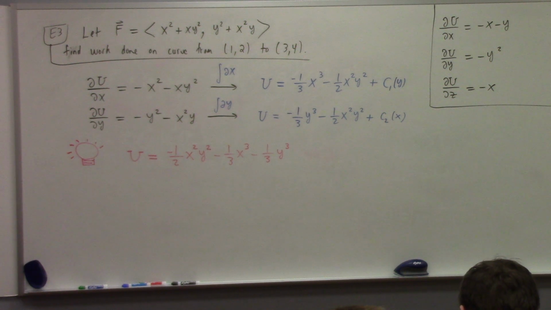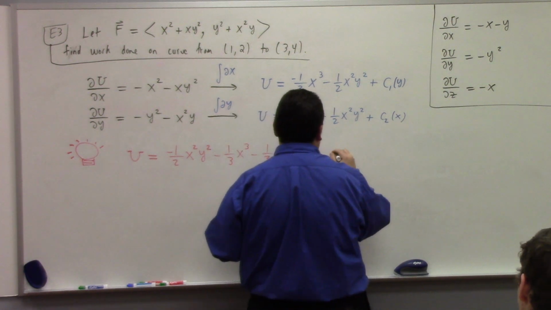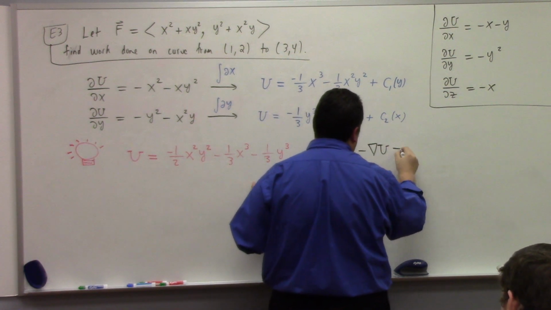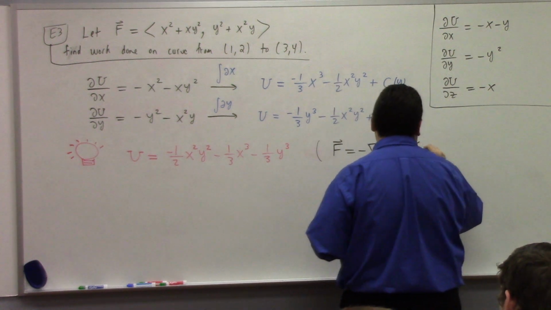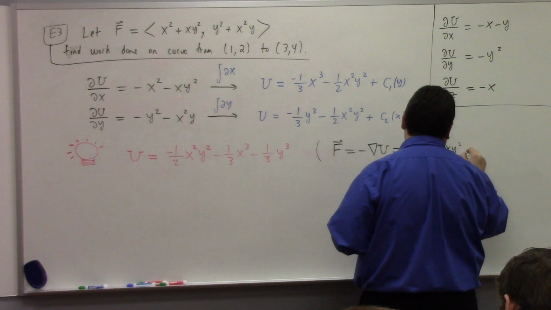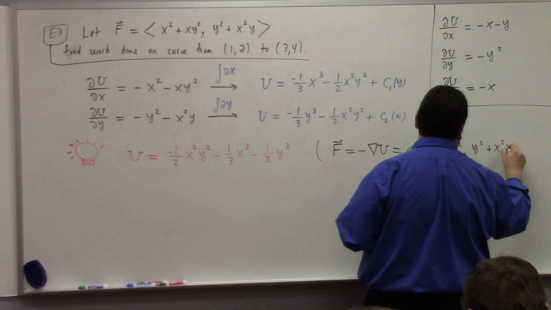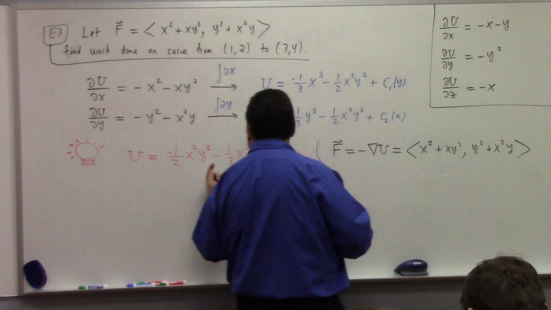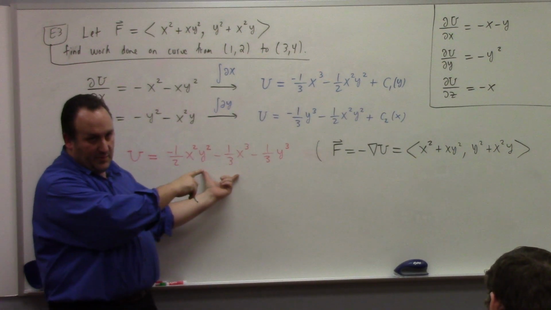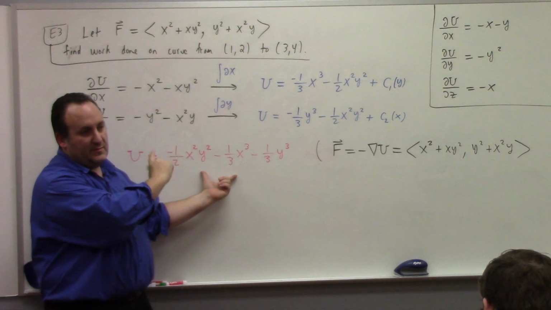Check it. If you don't believe me, try it out. In fact, f is minus the gradient of u now, right? It will work out to, as we said, x squared plus xy squared and y squared plus x squared y. The partial derivative with respect to x will take you to the first component. The partial derivative with respect to y will take you to the second component after you multiply by minus 1.